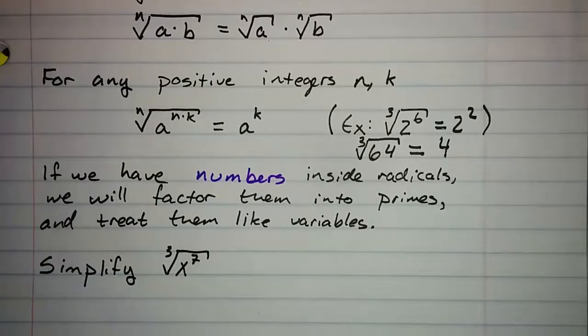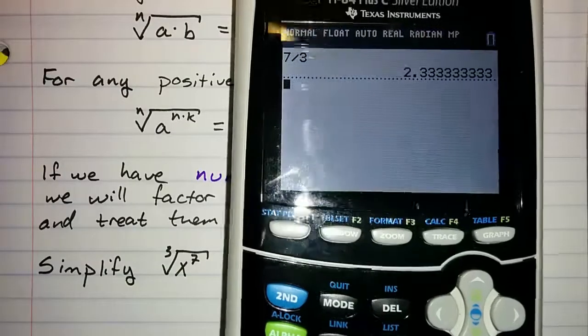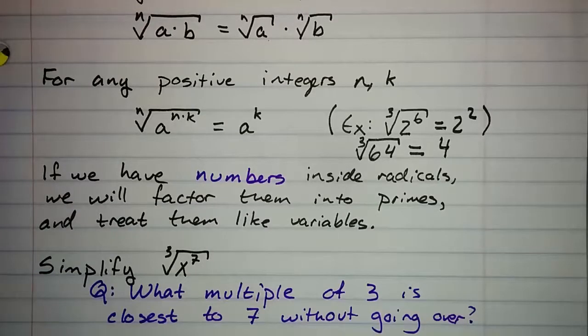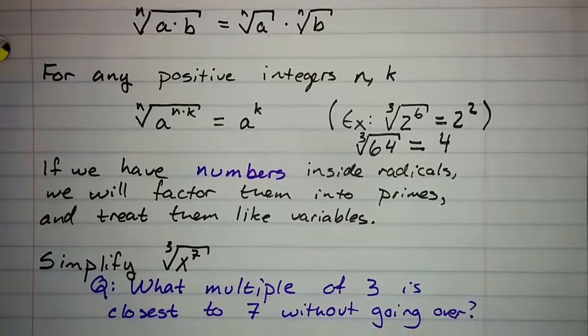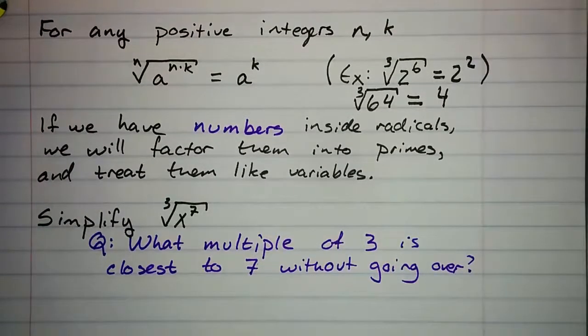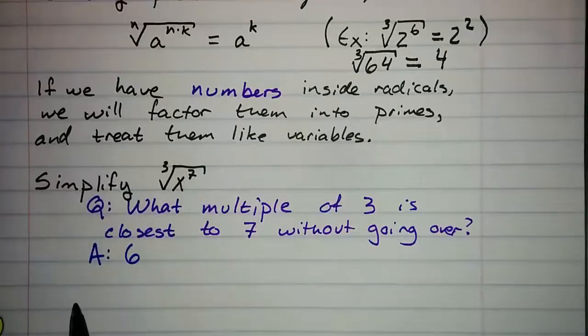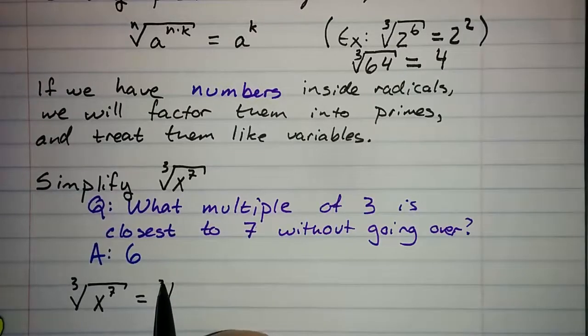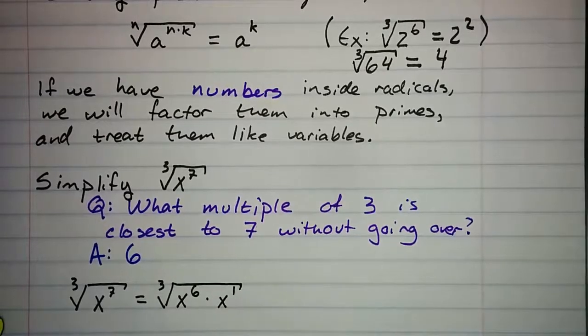Now, 3 doesn't go into 7. 7 divided by 3 is 2 1/3. So the question I want to ask myself is, what multiple of 3 is closest to 7 without going over? Easiest way to figure that out is count 3, 6, 9. 9 goes over, so 6 is closest. So here's what I'm going to do. I have the cube root of x to the 7th. I'm going to write x to the 7th as x to the 6th times x to the 1. I can do that because 1 plus 6 gives me my 7 back.